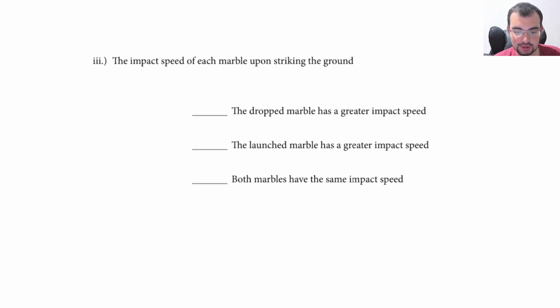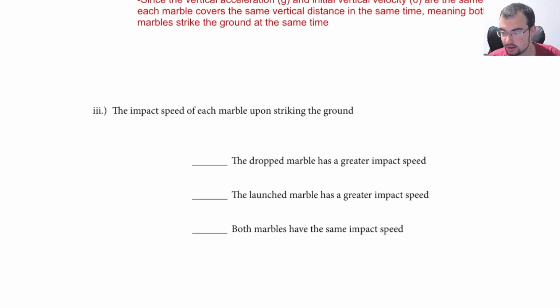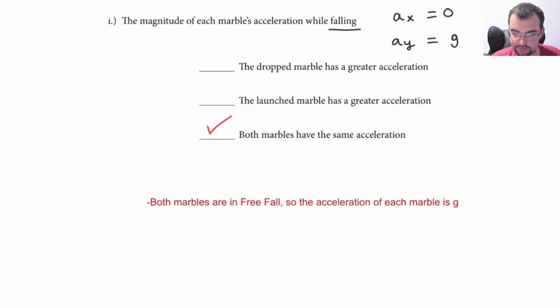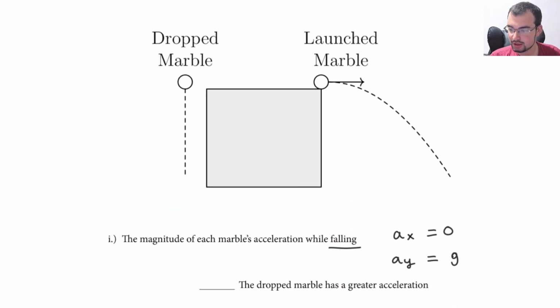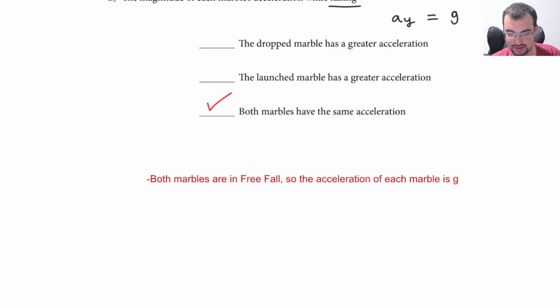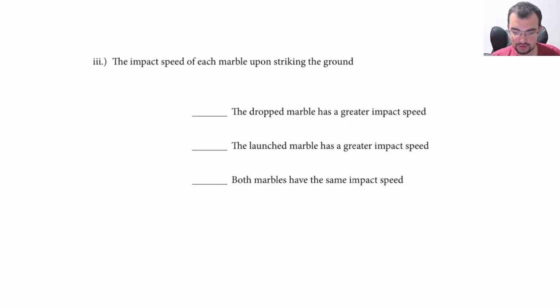But what about the speed of each marble upon striking the ground? Well, if we think about what's going to happen, the dropped marble is going to fall, speed up, speed up, speed up, and impact vertically. But the launched marble is going to speed up vertically as well, but it's angled because it also has some horizontal velocity. So this is something that's actually different.